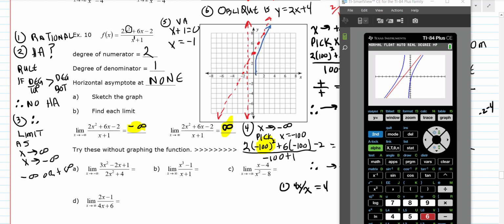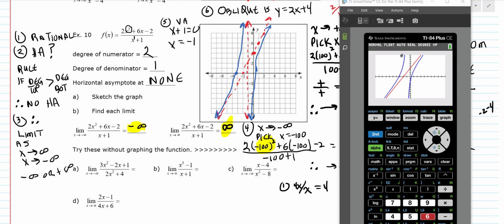So that graph's going to do something like this. It's going to swing down and approach the asymptote like that. And then over here, it's going to do something kind of like this. You're going to touch, it looks like you touch the x-axis around there. You swing up towards the vertical asymptote, and then you approach the oblique asymptote like that.